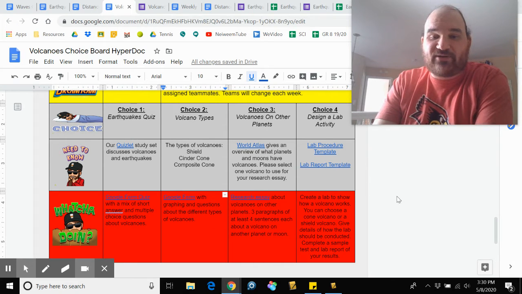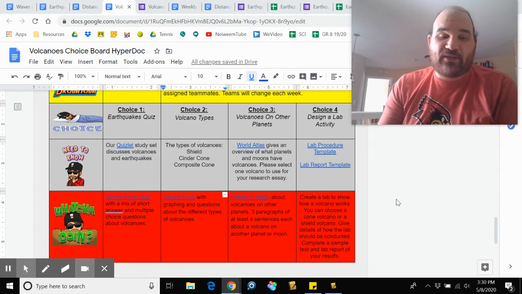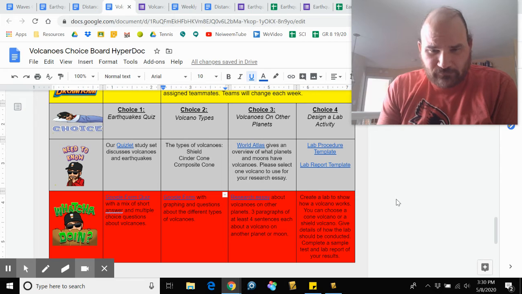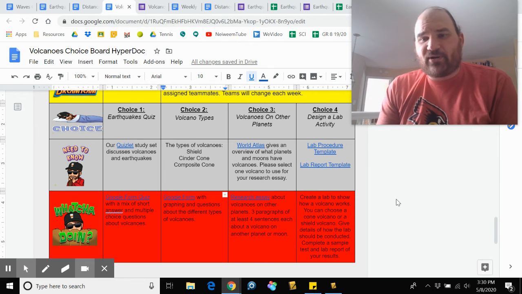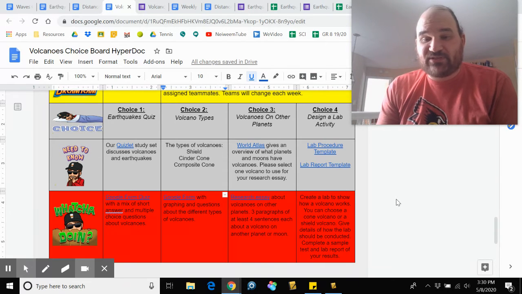Choice number 3, volcanoes on other planets. This is a research essay. You're going to have to write at least 3 paragraphs looking at volcanoes on different planets, and your 3 paragraphs will need to have at least 4 sentences each. I would go ahead and take a look at that CER review that's in this week's blog.